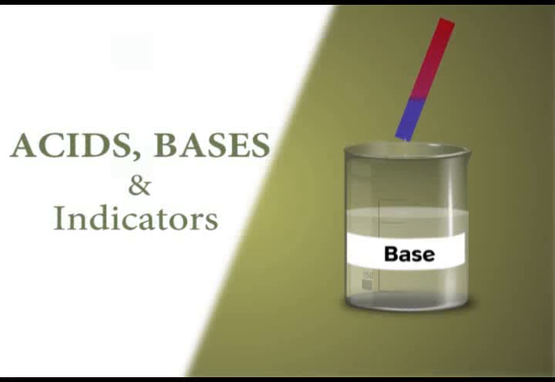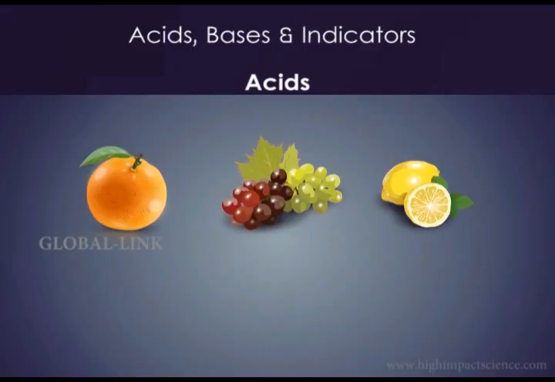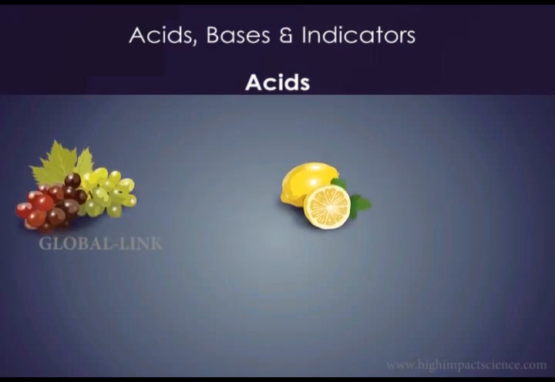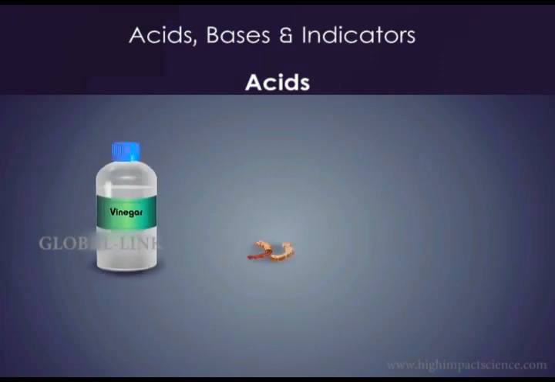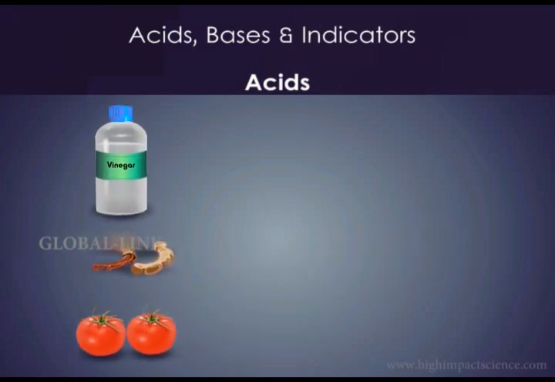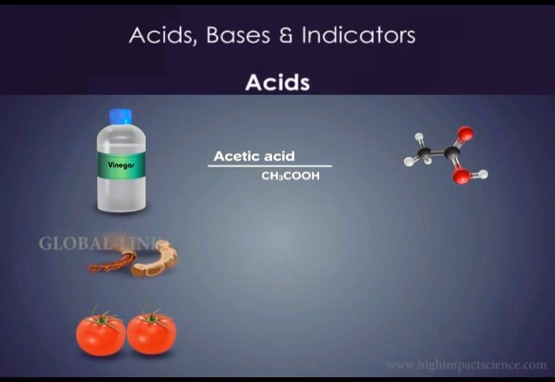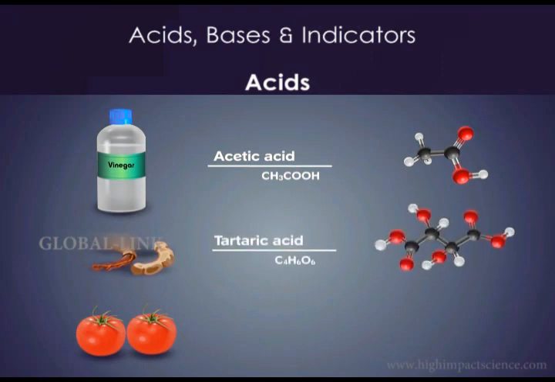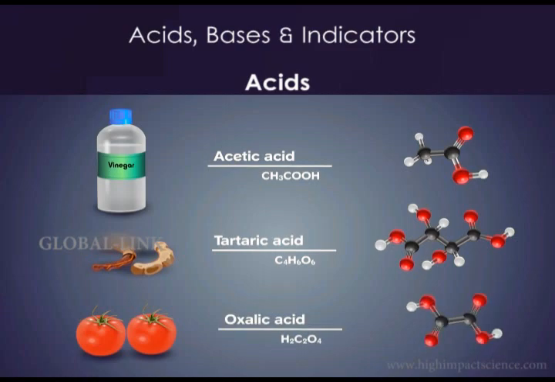Next chapter, acids, bases and indicators. Now, citrus fruits such as lemons, oranges and grapes are sour in taste. These fruits taste sour due to presence of acids. Acids are also found in foods such as vinegar, tangerines, and tomatoes. Vinegar contains acetic acid. Tangerines contain tartaric acid, and tomatoes contain oxalic acid.